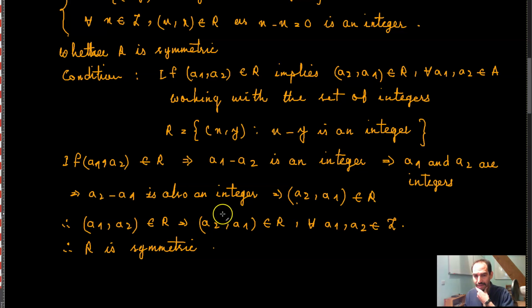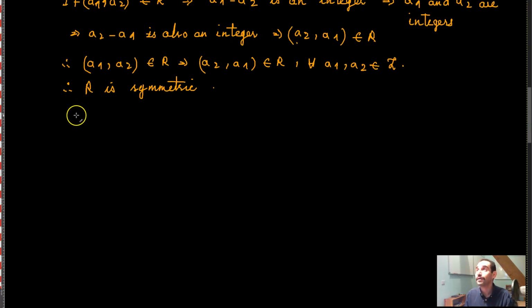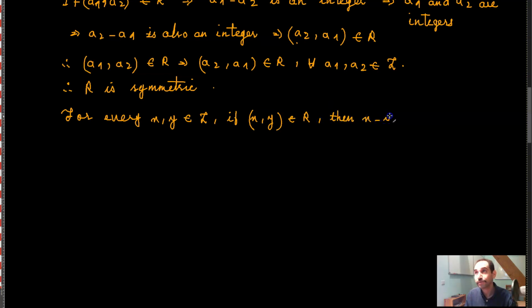Right? So that is that. And in case you didn't understand my logic here, which was pretty simple, you can also say basically the same idea in this way: for every x comma y belonging to Z, if x comma y belongs to R, then x minus y is an integer.